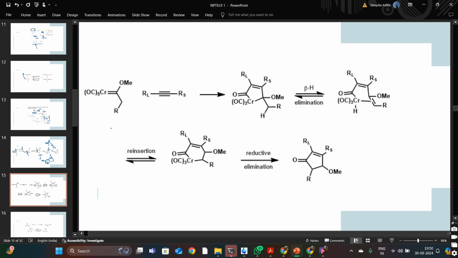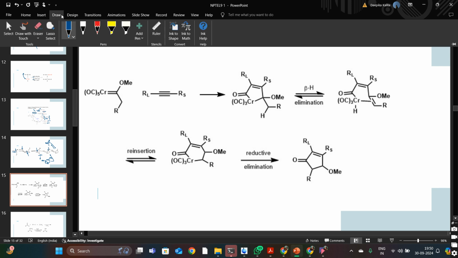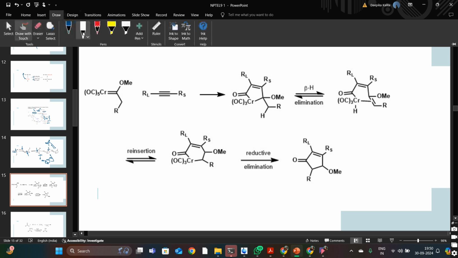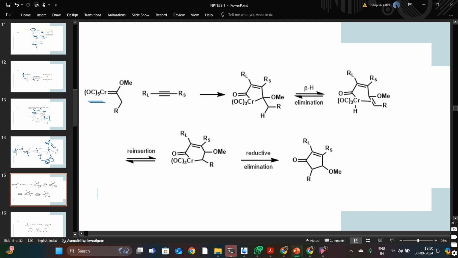So another question from the annulation reaction portion. Here again we have an organochromium fragment in the substrate, which is again coordinated to 5 carbon monoxides, carbonyls. Now in this case what will happen will be similar to what we saw in the previous case.